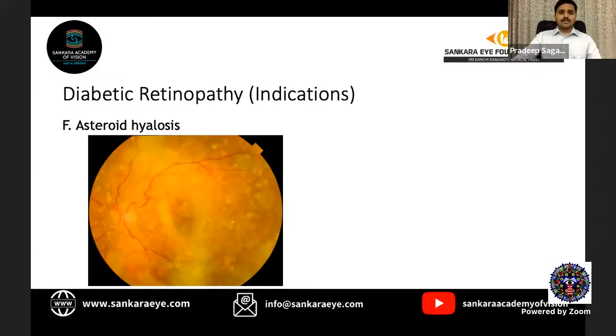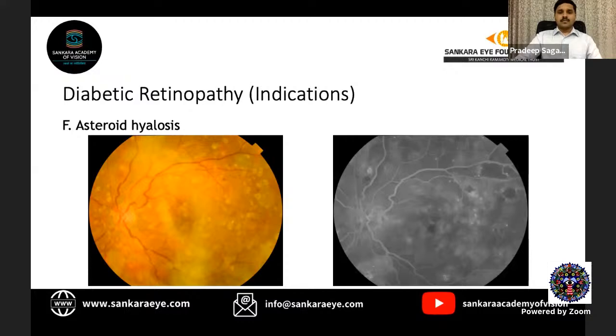Coming to asteroid hyalosis, in this case, we can see that there is significant asteroid hyalosis and there are a few dot hemorrhages, but we are not able to establish the status of diabetic retinopathy. But on fluorescein angiography, we can see that there is presence of perivascular leak. We can see that there are areas of capillary non-perfusion. There are a lot of microaneurysms, which helps us understand the severity of diabetic retinopathy in this patient.